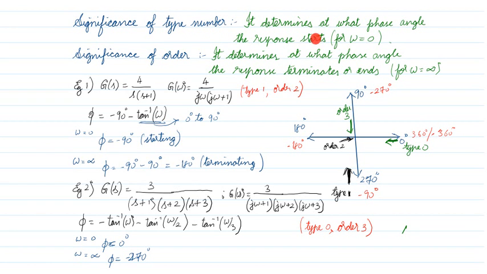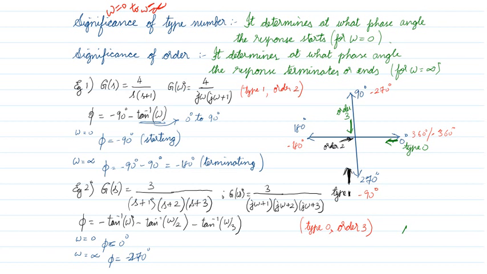Well, you know what the frequency response is? Frequency response is nothing but we will be varying the omega. For the frequency response, I will vary omega from 0 to omega equal to infinite. When omega equal to 0, my frequency response is starting. When omega equal to infinite, my frequency response is going to end. Now, the significance of type is it determines at what phase angle the response starts, when omega equal to 0, at what angle it is going to start.